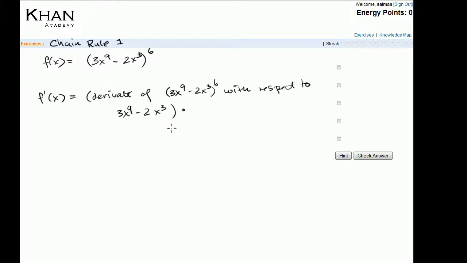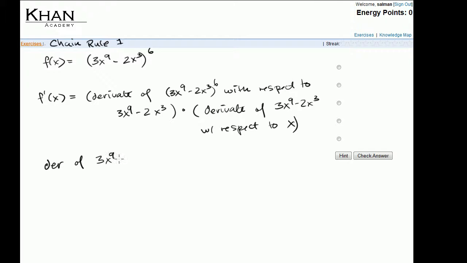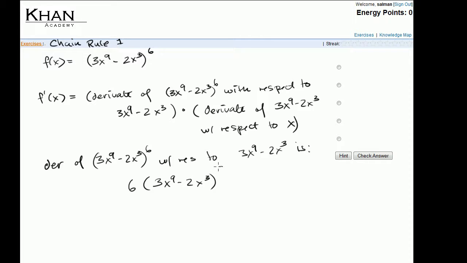Times the derivative of 3x to the ninth minus 2x to the third with respect to x. Then the next hint, we could say the derivative of 3x to the ninth minus 2x to the third, to the sixth, with respect to 3x to the ninth minus 2x to the third is, and you view this as an x right here, 6 times 3x to the ninth minus 2x to the third to the fifth. So hopefully they see that you just view this almost as an x.